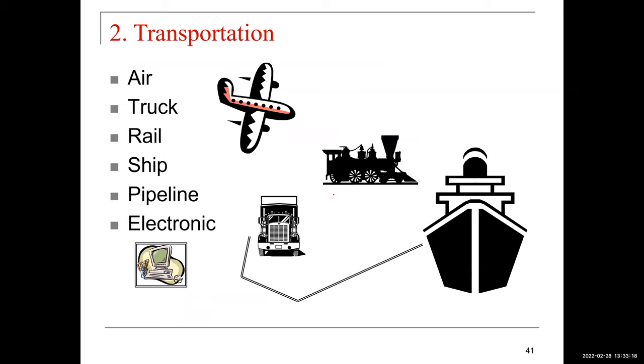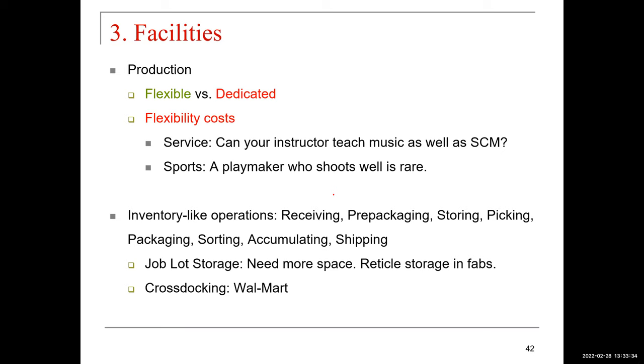Transportation: different ways of distribution, air, truck, rail, ship, pipeline, electronic. So we have to be aware of what would be the best way to distribute our product. And then facilities, which is what we are concerned with. Production: are we going to be flexible or dedicated? We discussed the advantages of having a flexible human resource or staff, right? So if you have the need, you can move those around. Flexibility costs service. Can your instructor teach music as well as supply chain management, right? Can your operator manage machine X versus machine Y?